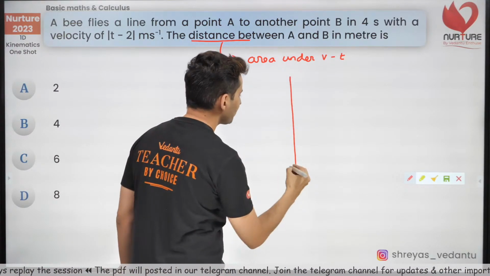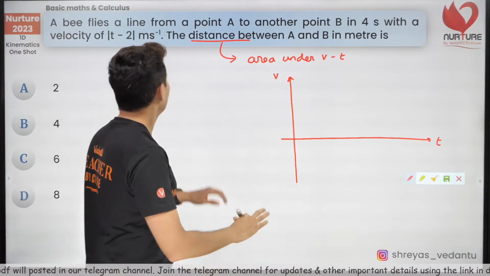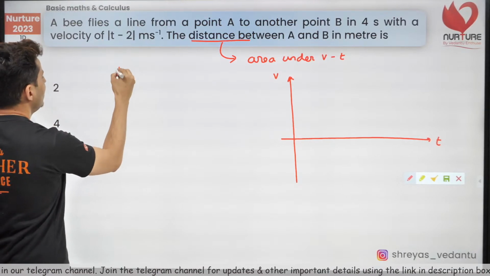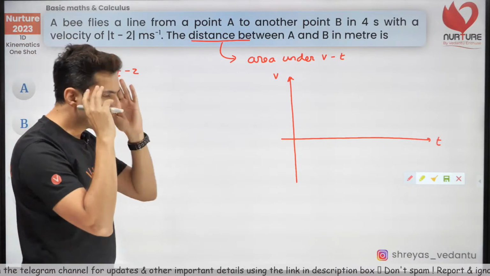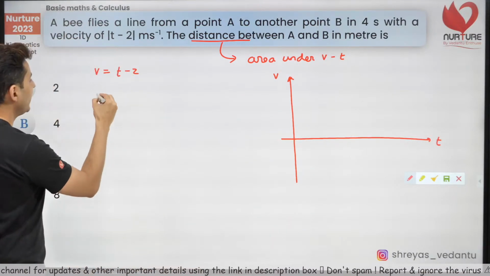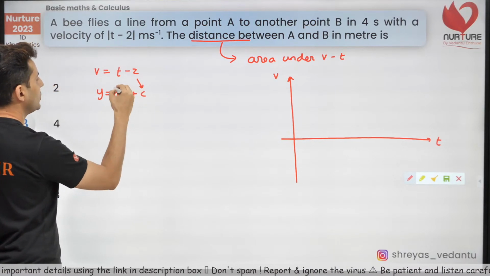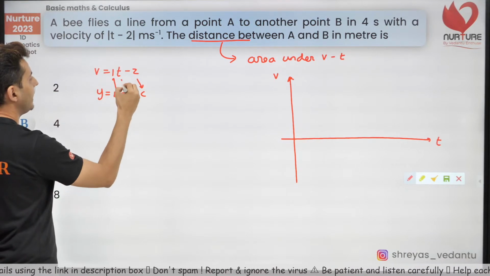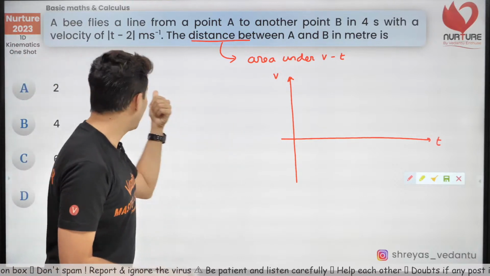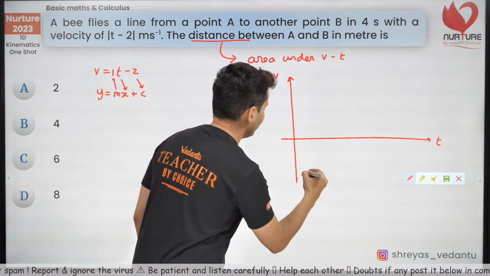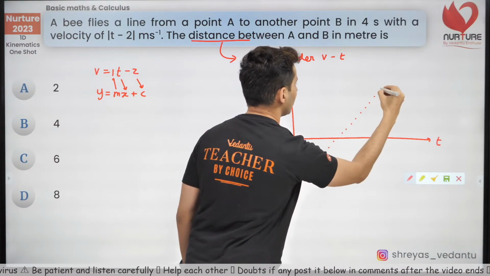Okay, let's try and do this. This is time. This is velocity. Imagine velocity was just t minus 2. If it was just t minus 2, try to compare it with y is equal to mx plus c. C is minus 2, m is 1, correct? And x is t. So the slope is 1, the intercept is minus 2. That means the graph will be a straight line like this, right?